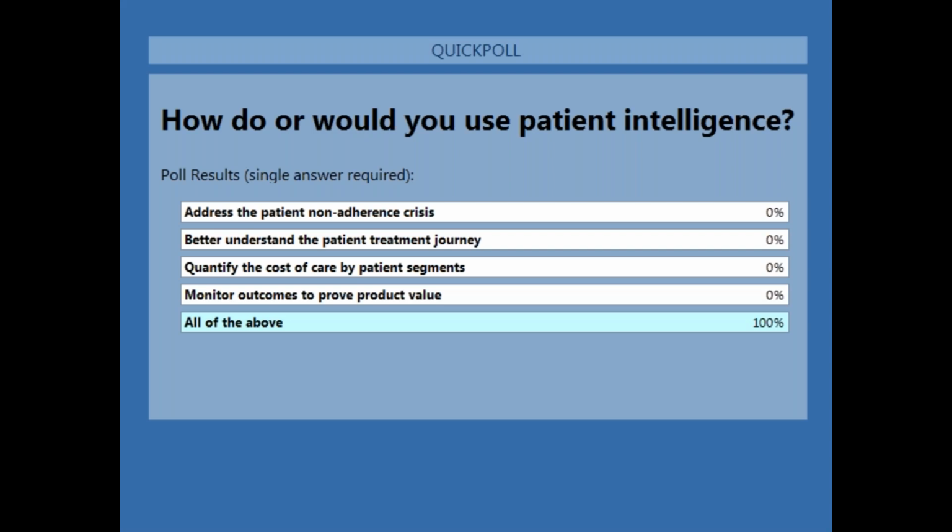Hey, this is Mark Gallo. Yeah, I'm not surprised at all. In speaking with our clients on a daily basis, these are certainly the top 4 types of patient intelligence that we see our clients really needing information on. So, yeah, not surprised. It's all of the above. It's actually good to see that people need help in these areas. Okay, thanks for your input.